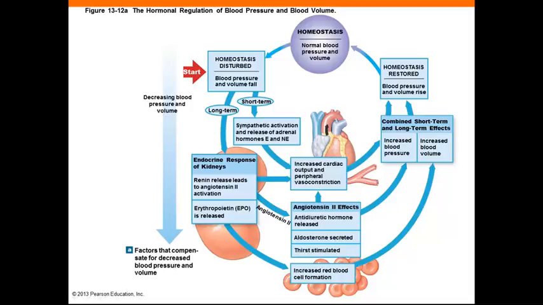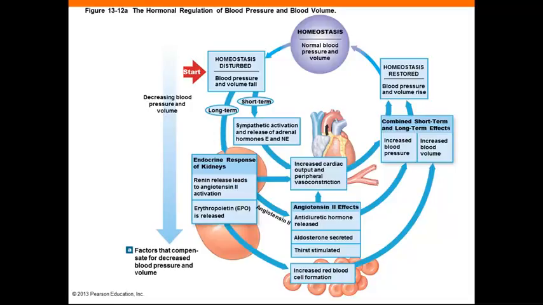When blood pressure decreases, the kidneys secrete renin, which, as I mentioned, leads to a cascade of reactions forming angiotensin II. Angiotensin II stimulates cardiac output and arterial constriction, which results in immediate increases in blood pressure, as well as stimulating the release of antidiuretic hormone and aldosterone and stimulating the thirst center.